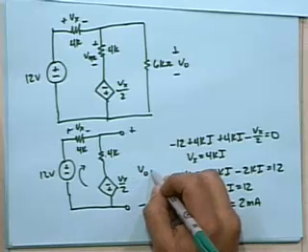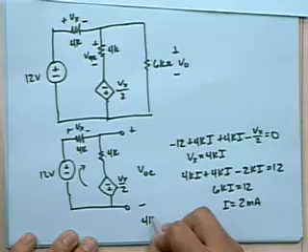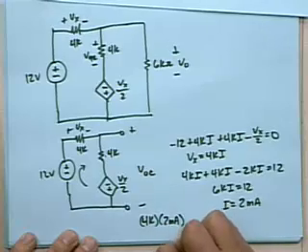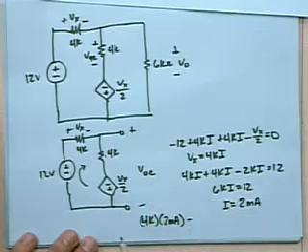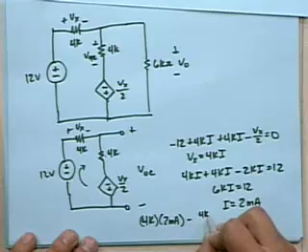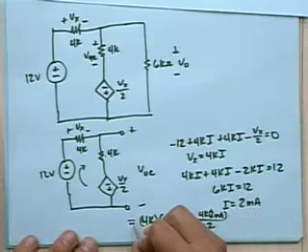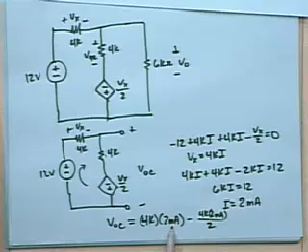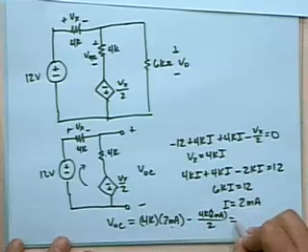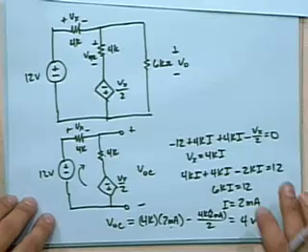So the open circuit voltage is going to be the voltage across the 4K resistor, which is 4K times 2 milliamps, minus Vx over 2, where Vx is 4K times 2 milliamps. That's 8, minus 8 over 2, so 8 minus 4 is just 4 volts. So there's our open circuit voltage.